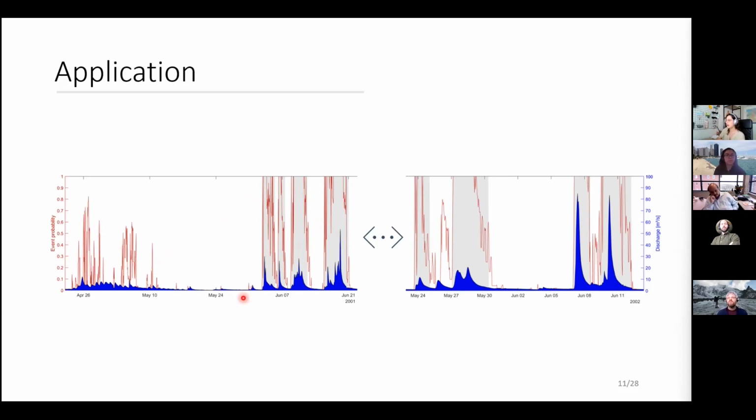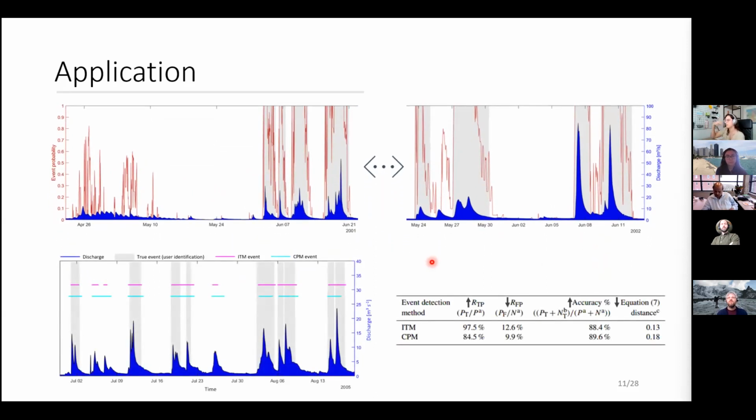So to allow us the comparison of this model with a physically based model, we have simplified our probabilistic predictions here in red to a binary output, event, non-event. And here, this plot shows you the events identified by our model in magenta and the events identified by the physically based model in cyan. And we train the model in one data set and check the performance in the test set. I will not go into details on the performance definition here, but arrows facing up means the larger the better, arrows facing down the smaller the better.